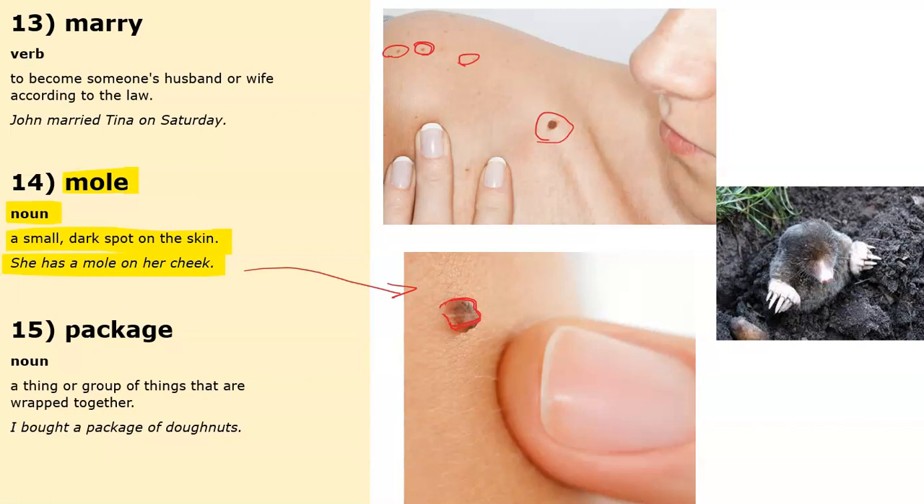So the important thing about the mole is that it comes out a little bit from your skin. But be careful with the word mole because there's also an animal called a mole. So again, a mole is a dark spot like this one on your skin. Do you have any moles on your skin? Or do you know anyone that has a mole?